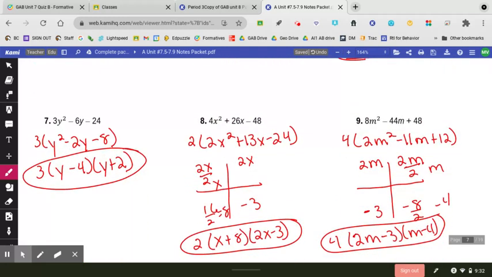7 is 3 times y minus 4 times y plus 2, because I took out a GCF first of 3. Should always look for a GCF first. 8, again, there was a GCF of 2, so it's 2 parentheses x plus 8 and 2x minus 3. And 9 is 4, 2m minus 3, and m minus 4.